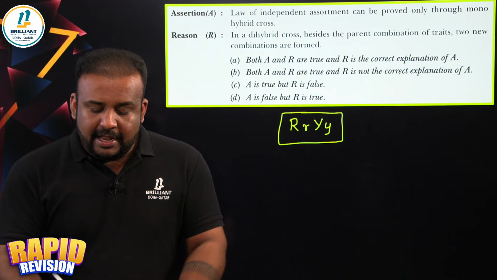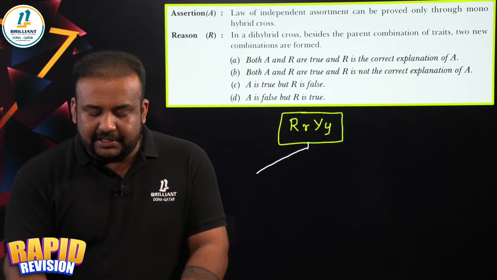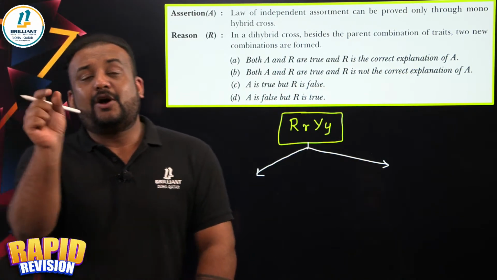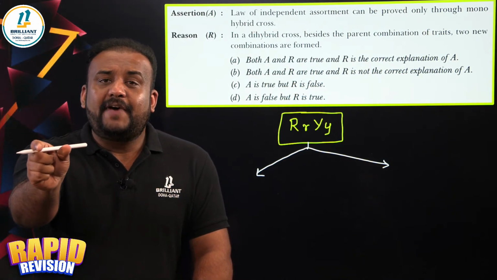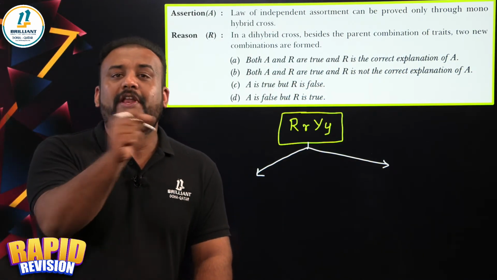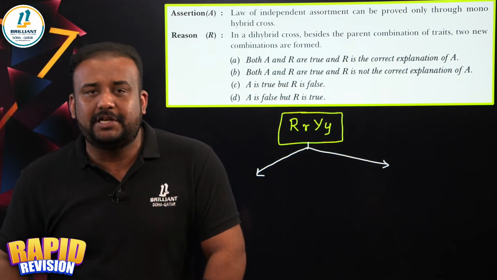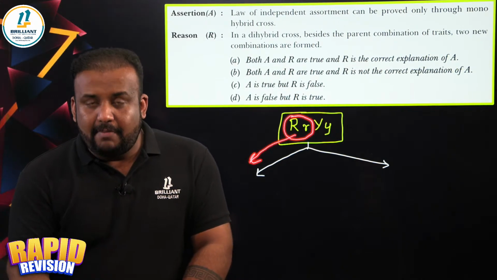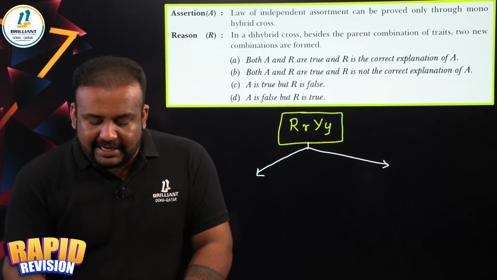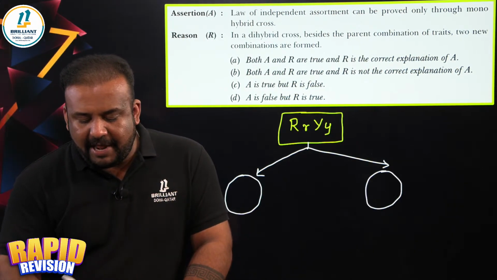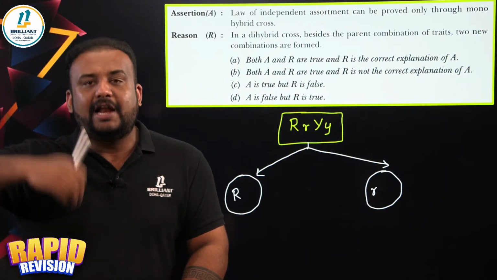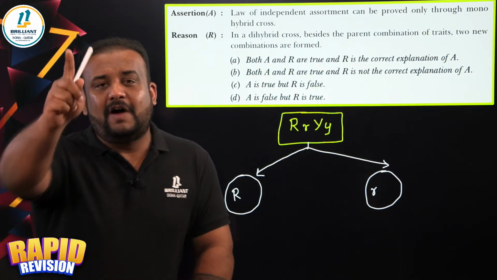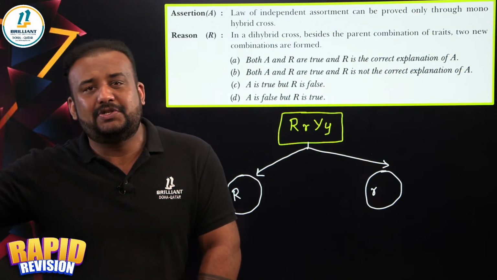If this individual forms a gamete, what happens during gamete formation? Everybody knows that according to law of segregation, the paired factors have to separate into individual gametes. So from capital R small r, one has to go to one gamete and the other has to go to another gamete. Let us assume this is one gamete and this is the second gamete. Let's say capital R came here and small r came here. Now at the same time, from capital Y and small y, one has to go to the first gamete and the other has to go to the second gamete.